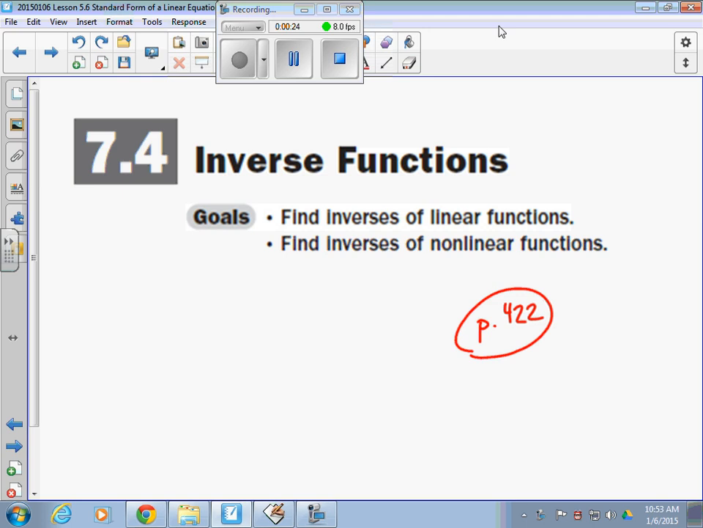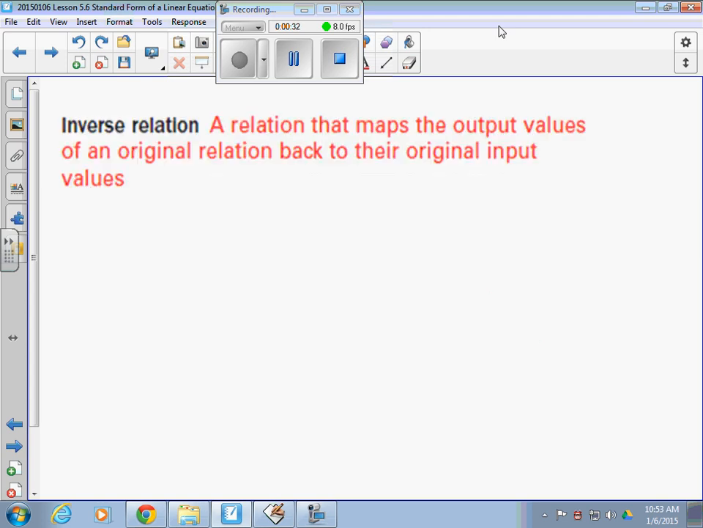Today we'll look further than that. We'll talk about cube roots and things raised to the fifth power and stuff like that. You treat them all the same way. These are talking about the inverses of functions, though, beginning on page 422. First thing is what's an inverse relation?